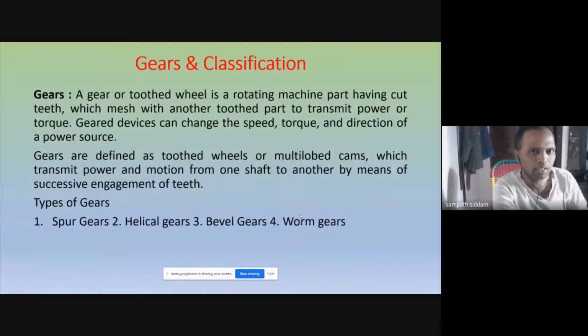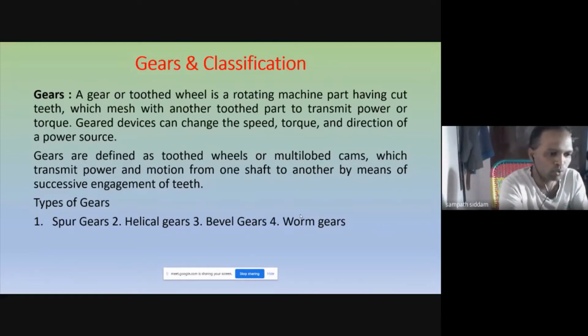Okay, and further, let us first understand what a gear is. We'll define it, and next we'll go with the classification of gears. A gear can be defined in n number of ways. Anything which is used for power transmission or variation of torque within a small, short distance, we generally define as a gear, in a simple way. A gear or toothed wheel is a rotating machine part with cut teeth which meshes with another toothed gear to transmit power or torque. Gear devices can change the speed, torque, and direction of a power source.